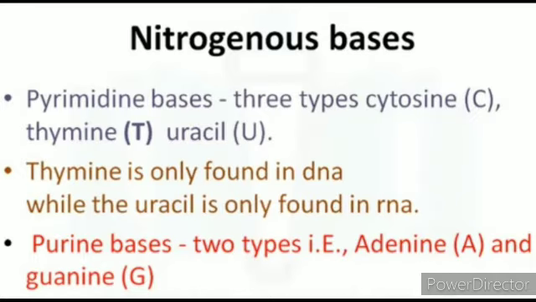Nitrogen bases are divided into two groups, purine bases and pyrimidine bases. Purine bases contain adenine and guanine. Pyrimidine bases contain, in DNA, thymine and cytosine, and in RNA, uracil and cytosine. Thymine is present only in DNA, uracil is present only in RNA. So the nitrogen bases in DNA are adenine, guanine, thymine and cytosine. In RNA they are adenine, guanine, cytosine and uracil.